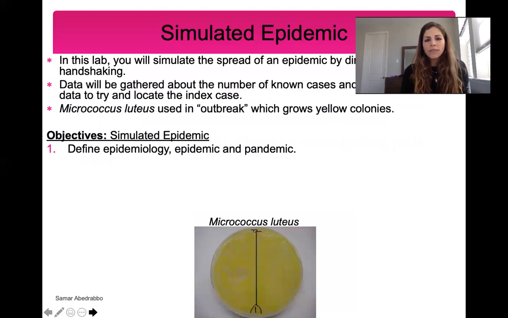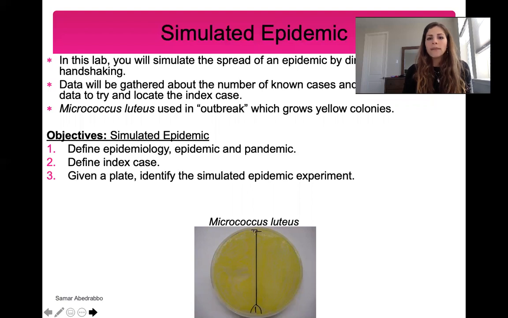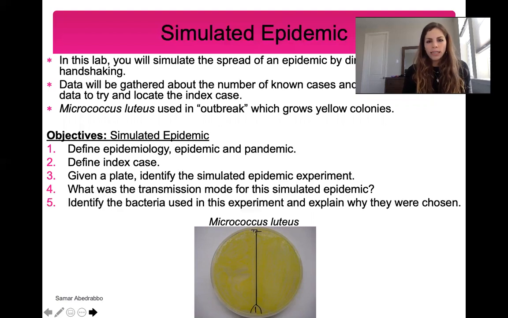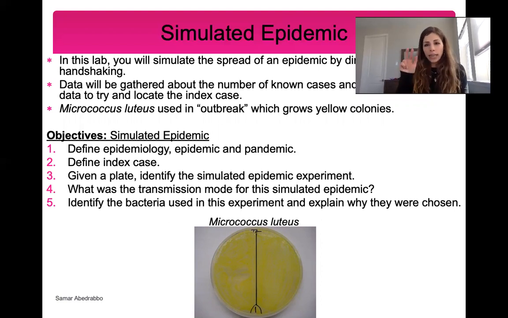So the objectives of this lab are for you guys to define epidemiology, epidemic, and pandemic. So know what these terms mean, define index case, given a plate, identify the simulated epidemic experiment, identify the transmission mode for this simulated epidemic, and identify the bacteria used in this experiment and explain why. So with epidemiology, remember epidemiologists study three main things: location, timing, and transmission of disease, and their goal is to control and prevent an outbreak.